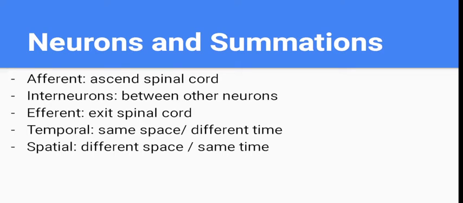Temporal summation is the same space but different time. Temporal means time, so a different time. Spatial means space, so a different space, but the same time. These are summations of action potentials happening at the same time or at different times.